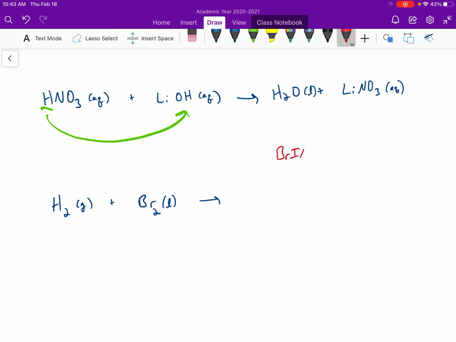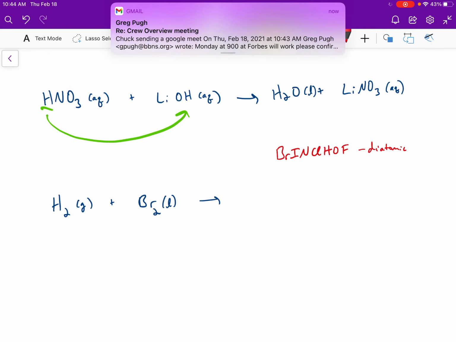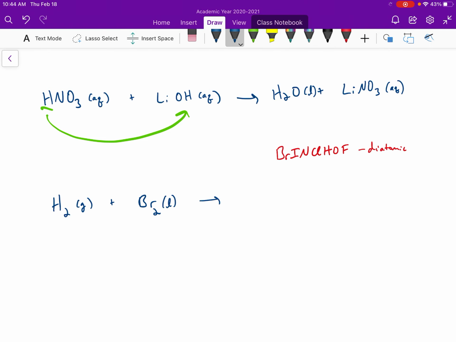Remember the Brinkelhoff elements: bromine, iodine, nitrogen, chlorine, hydrogen, oxygen, and fluorine, that when they're in their quote-unquote elemental form, they are in their diatomic form, right? Diatomic. In other words, H2, Br2, Cl2, so on and so on. So these things are basically in their elemental form. So if we think that they're going to synthesize something or combine to be something, what would be that thing that they would combine to be in?